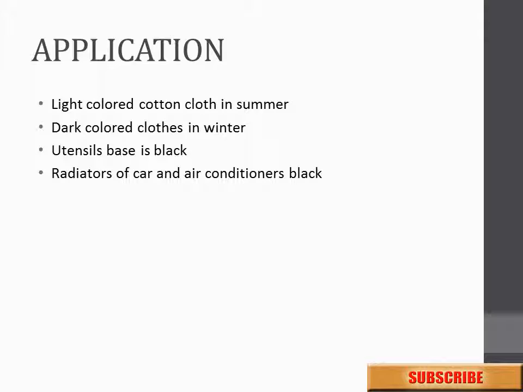Now, what are the applications of radiation? We wear light colored cotton clothes in summer. Why? Because they absorb less heat. So this is the reason why we wear light colored cotton clothes, while we wear dark colored clothes in winter. Why? Because they keep us warmer in the cold. Now, utensil bases are black so that they get heated quickly and easily. In radiators of cars and air conditioners, it is black. Why? Because it gives us the cooling effect. So these are the basic applications of radiation.